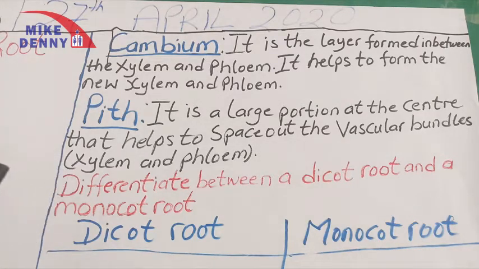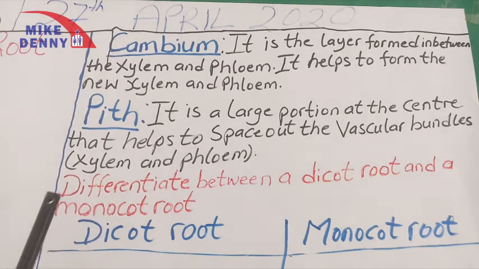And this cambium, if we say it forms a new xylem and phloem, it means when the xylem works and the phloem works, the cells get tired. So the cambium always helps to build back the cells of the xylem and the phloem.